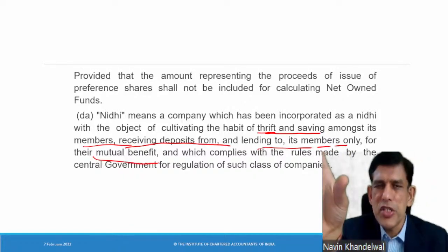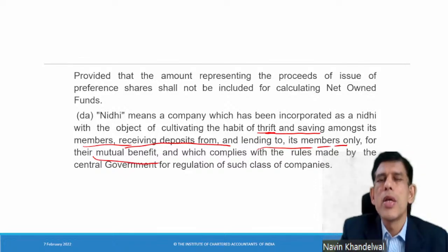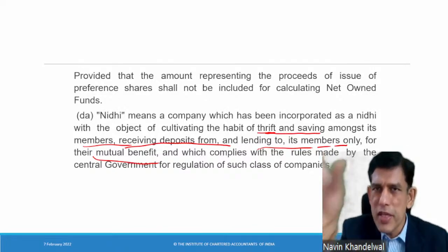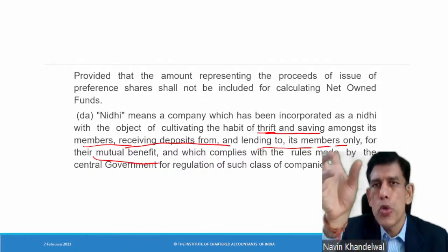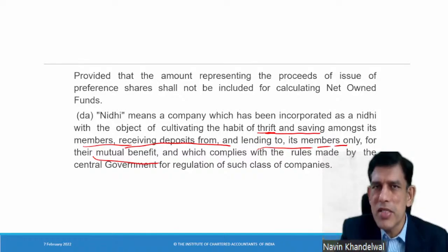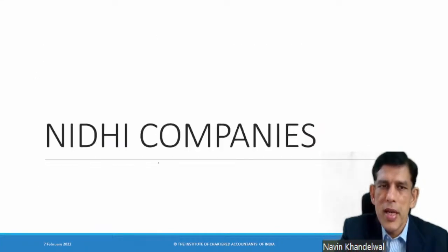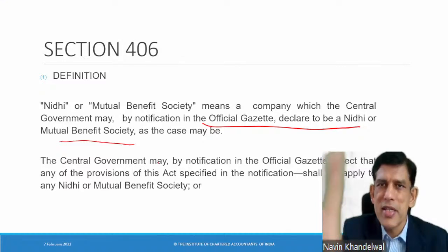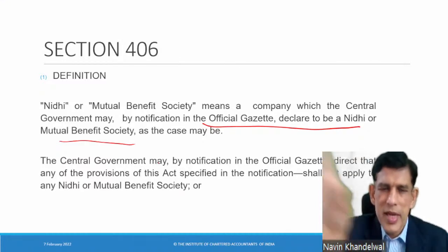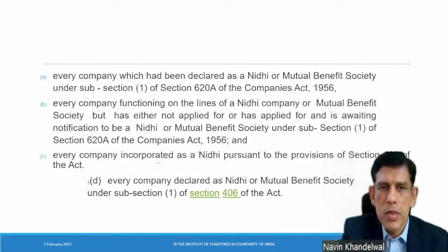So I hope the differentiation between the banking sector and the Nidhi company chit fund is clear. The objective of Nidhi company is very clear. So any Nidhi company which does these kind of operations will be declared as a Nidhi company. And once it is declared as a Nidhi company, by definition, that will be termed as a Nidhi company. That is 406. Right, friends?